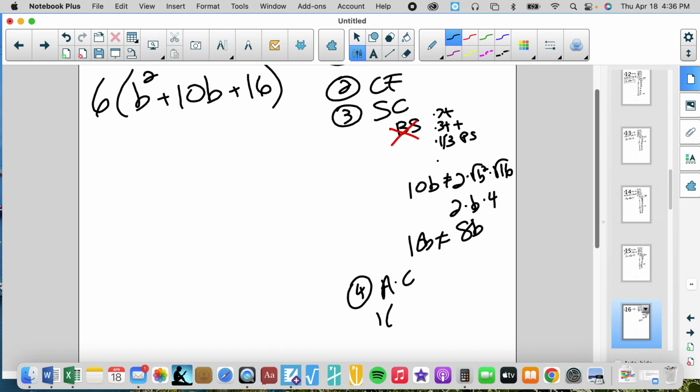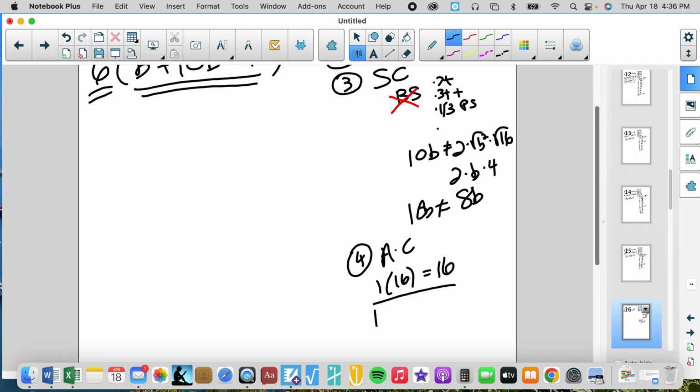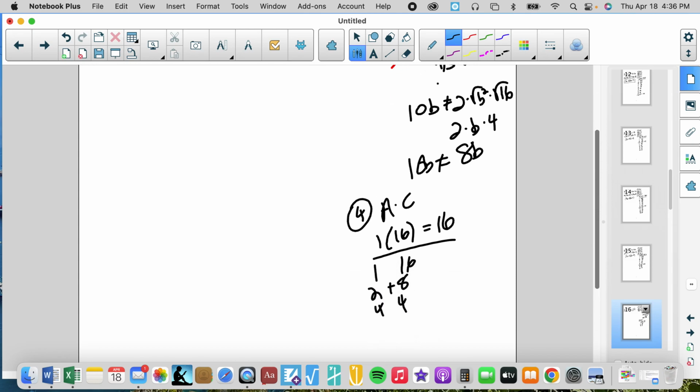And a is 1, c is 16. We're looking at this a times c. This 6 is a factor. It stays outside there. It just is coming along. It's like a barnacle on a bridge. On a, what would we call that? A pier post. 1 and 16, 2 and 8, 4 and 4. Signs are the same, both positive, and they need to make 10. There's my pair. So 2 and 8.